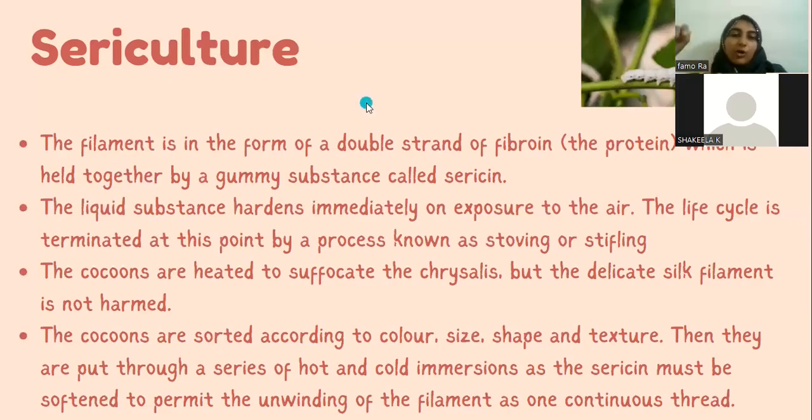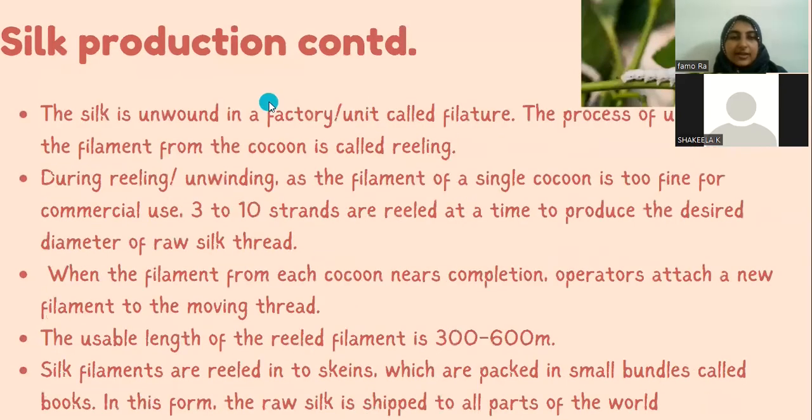It should be unwound, right? It is in the form of a cocoon, so the filament should be unwound as one continuous strand. So that is the next process. The silk is unwound in a factory called a filature. So the factory in which the cocoon is unwound is called a filature. The process of unwinding the filament from the cocoon is called reeling.